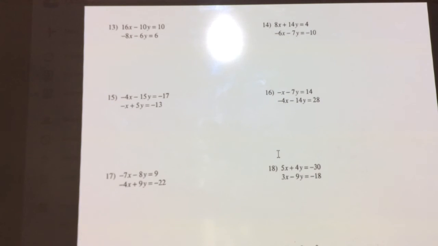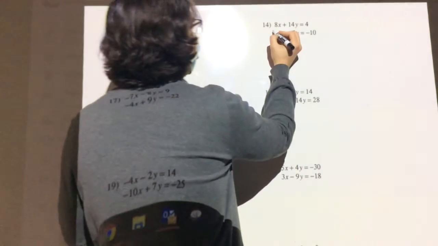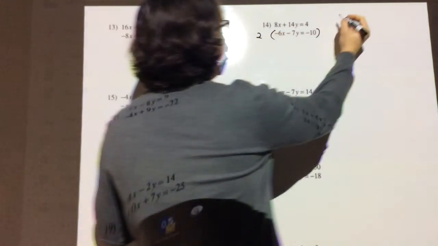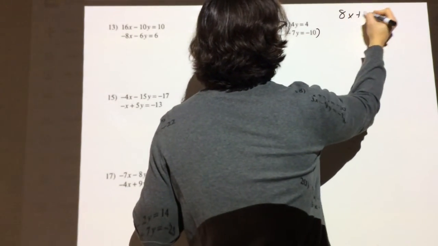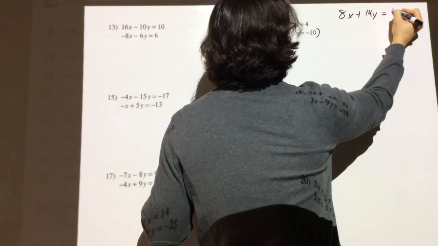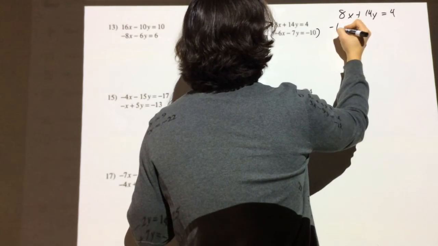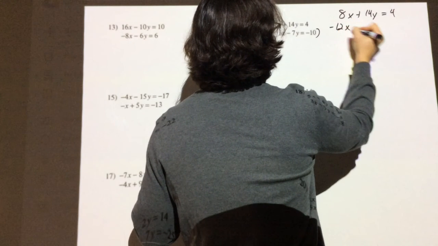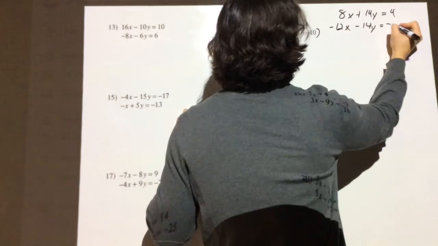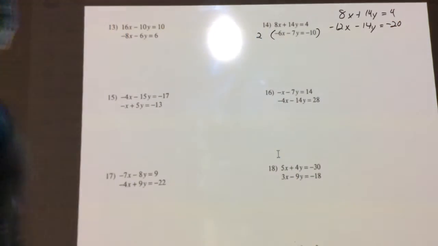Do we agree with that? If I get negative 7 times 2, I get negative 14, which will help me eliminate from positive 14. I'll multiply this by 2. Now we're going to have 8x plus 14y equals 4. And then we're going to have negative 12x minus 14y equals negative 20. Yes, no?